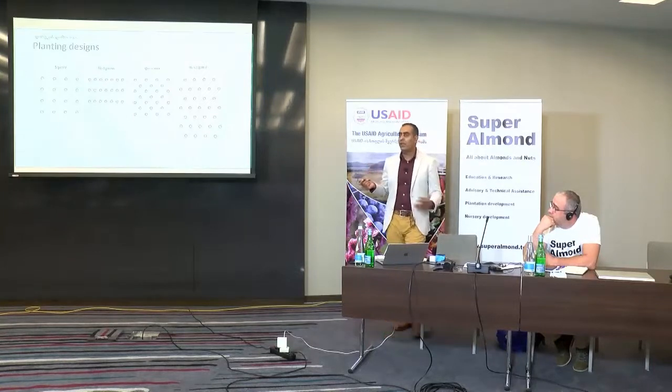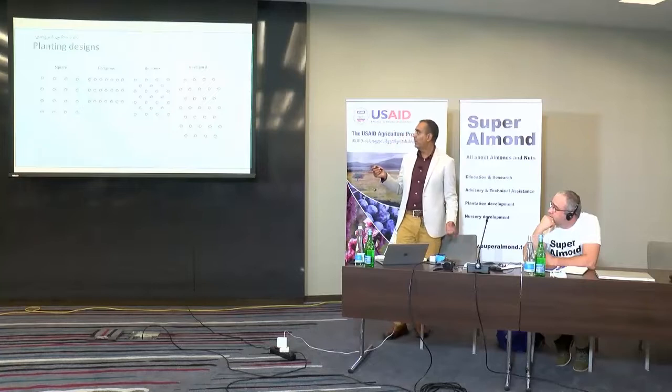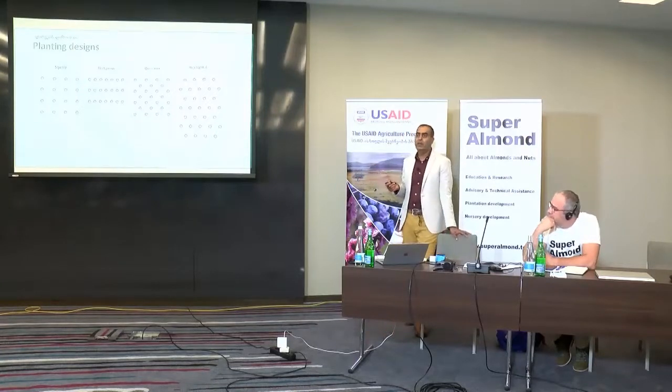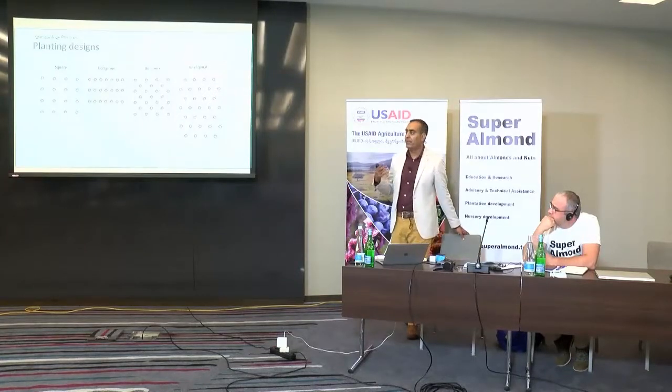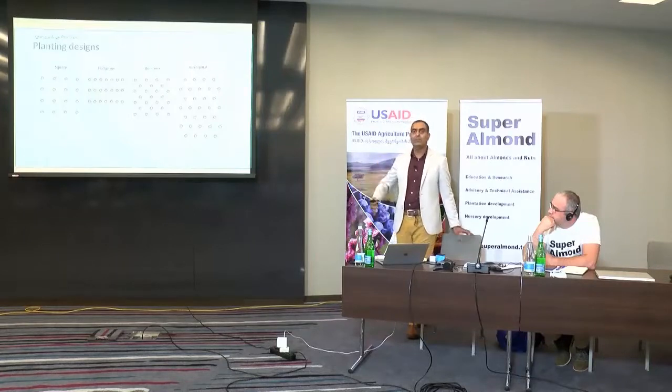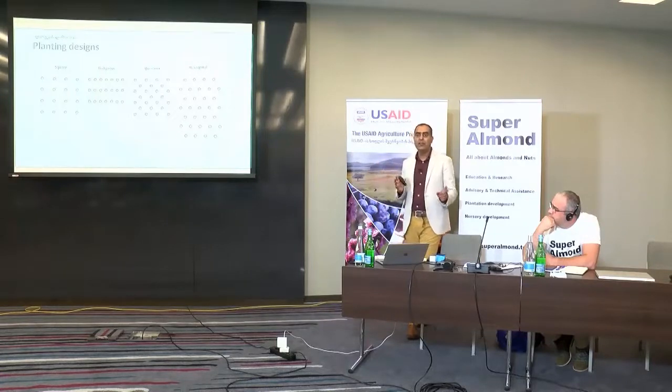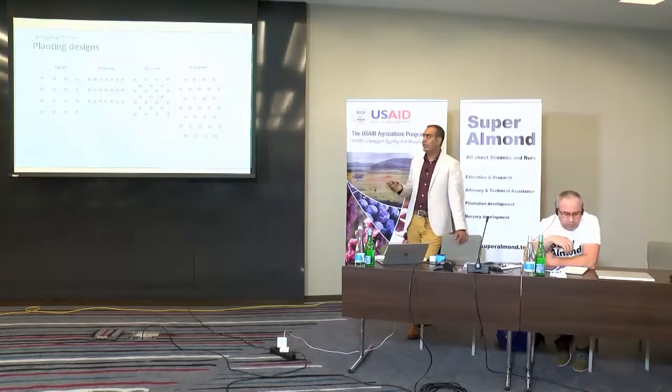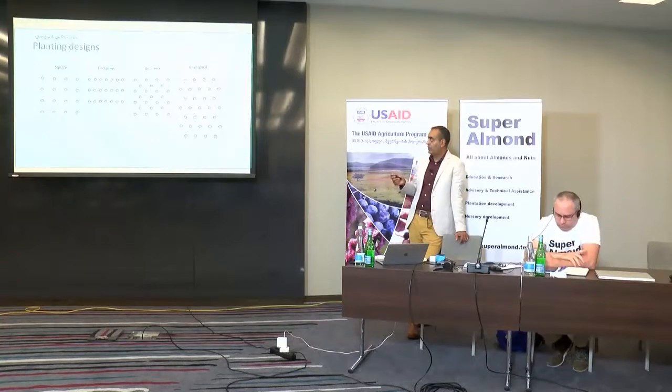So if you look at them, they are really similar to each other with little differences here and there. But these differences make a lot of difference in your situation if you're, for example, organic, or in case of almonds, if you're using a lot of bees. So there are some considerations that you have to give thought to in order to choose the best planting design.